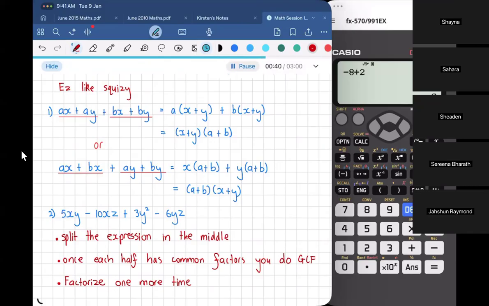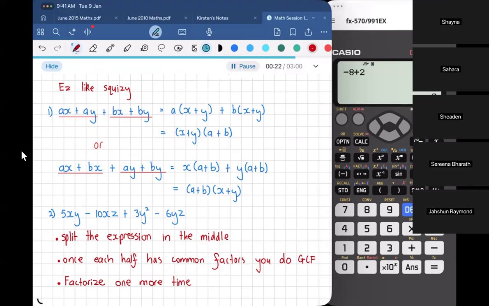Because watch, if you say 3 and minus 4, what does that give you? Tell me, Isaiah, what is 3 times minus 4? -12. Right? And if you add 3 and minus 4, what are you getting back? -1. Isn't that the middle term?